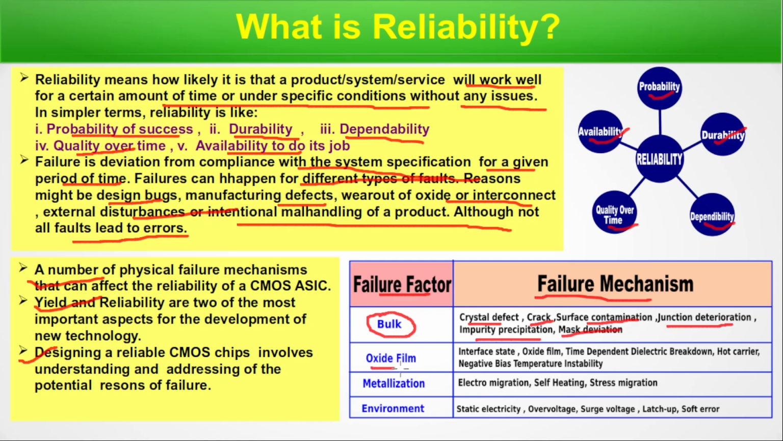Now comes oxide film. Interface state. Oxide is an insulator. There should not be any free charge. An oxide is a good oxide if it is highly non-conducting. There is no free state, no interface state.